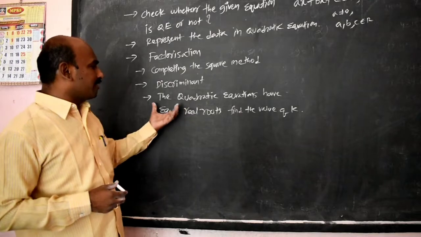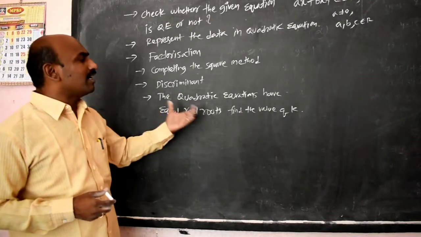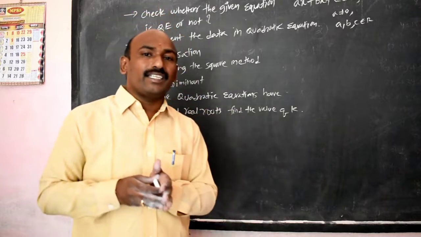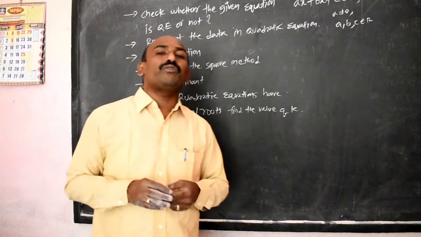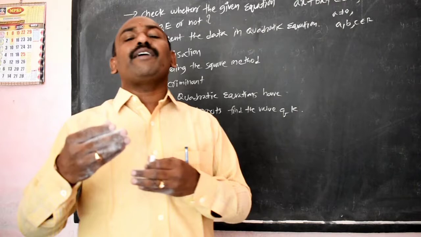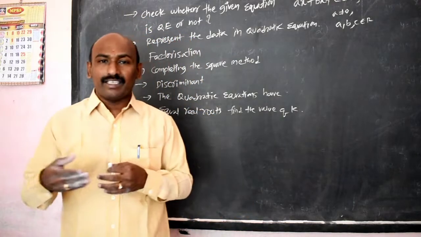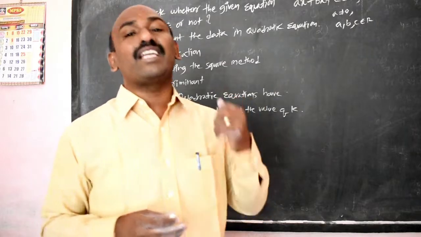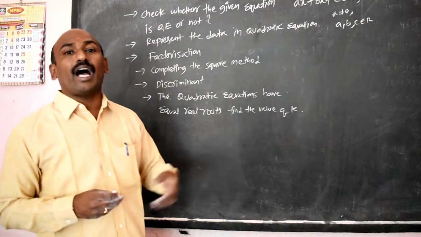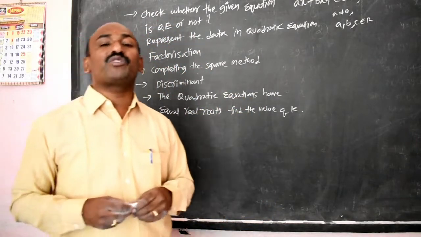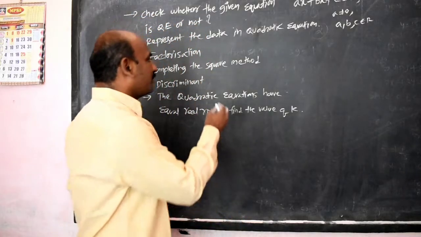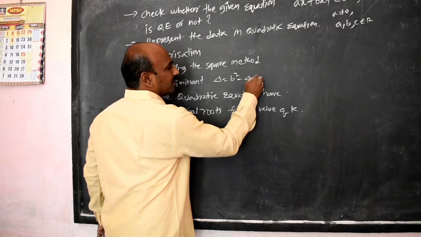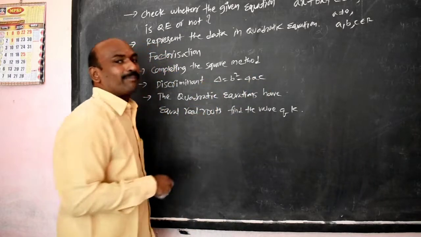And if the quadratic equation has equal real roots, find the value of k. Here one of the coefficients is missing, and they will give k or p. Whenever a coefficient is missing in the quadratic equation, they will state that the equation has equal real roots. Then we can apply the discriminant condition, that is b square minus 4ac. Discriminant is nothing but delta, which we can write as b square minus 4ac. Here delta, or we can write capital D.